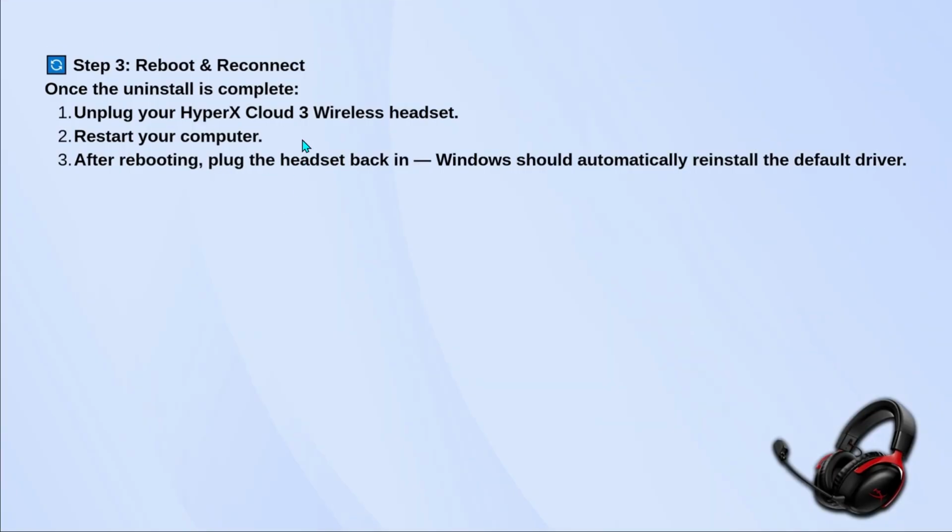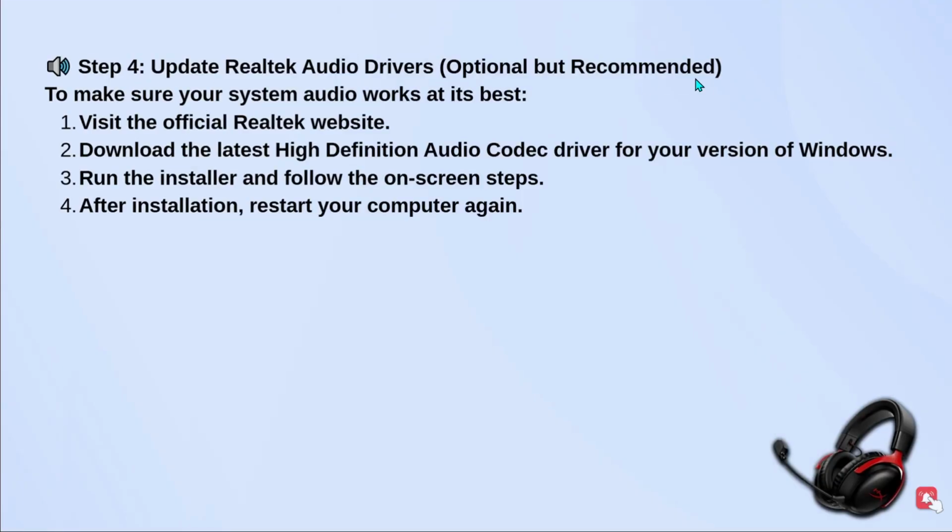When your system is back up, reconnect your HyperX Cloud 3 wireless. Windows should automatically detect it and install the correct driver again. If you want even better performance, you can update your Realtek audio drivers as well. Just go to the official Realtek website and download the latest high-definition audio codec package that matches your version of Windows. Run the installer, follow the steps, and restart your PC once more.